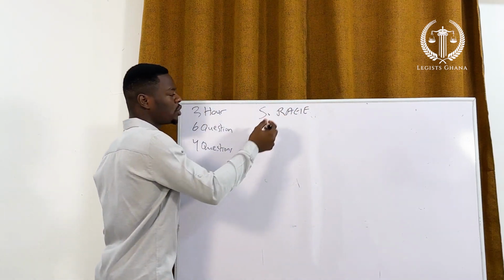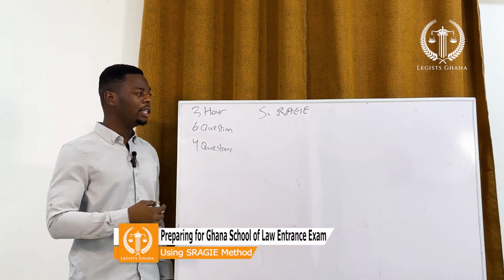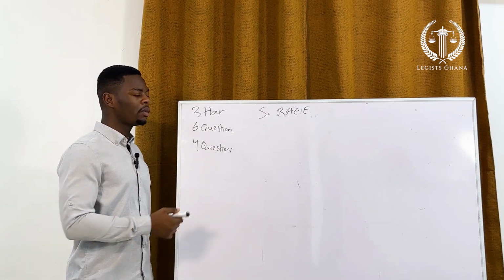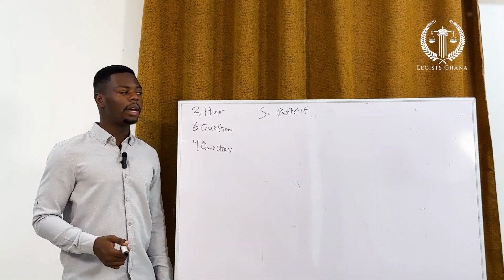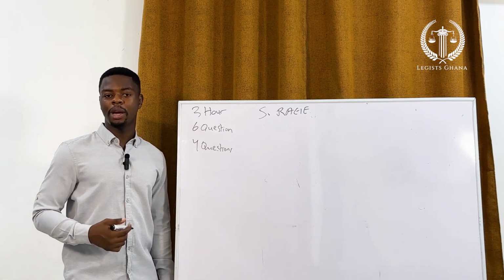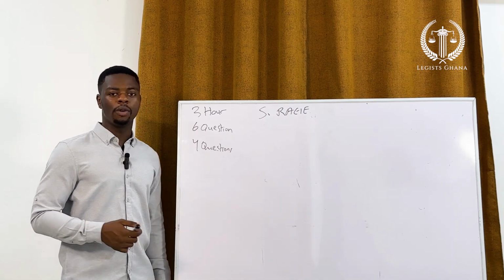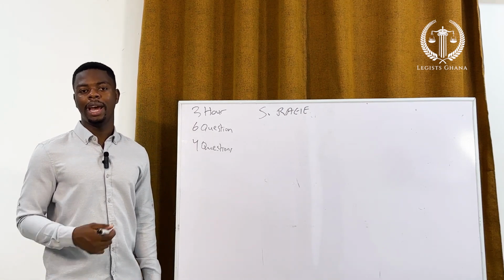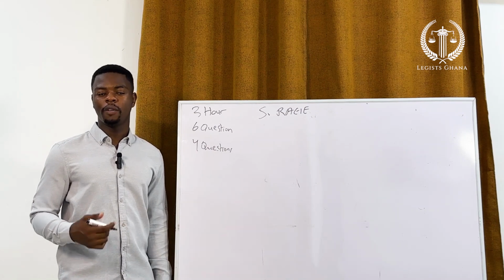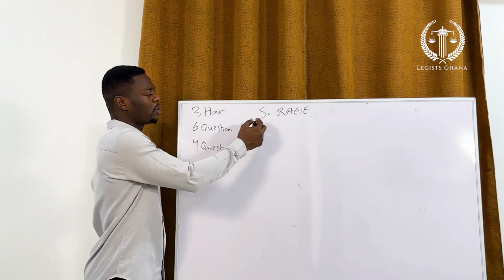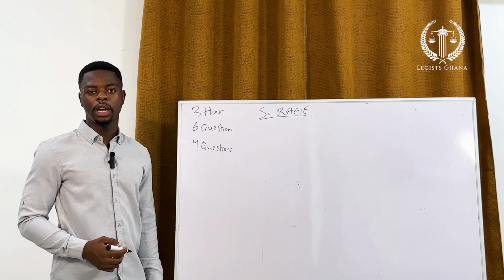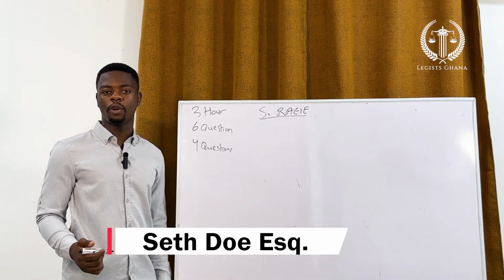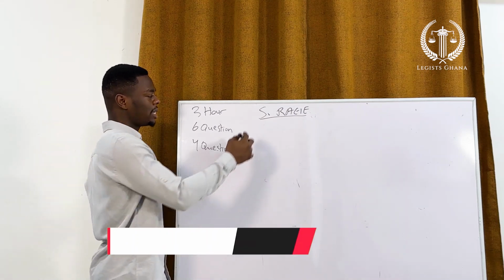Right, so we have the SRAGIE method. Now, the S stands for the study guides, the R stands for the revision techniques, the A stands for the accountability, the G stands for group studies, the I stands for the IRAC method of answering questions, and the E stands for the essay method of answering questions. Now, these particular strategies are very important in preparing students adequately towards successfully passing the Ghana School of Law entrance exams. So, what is the study guide method?